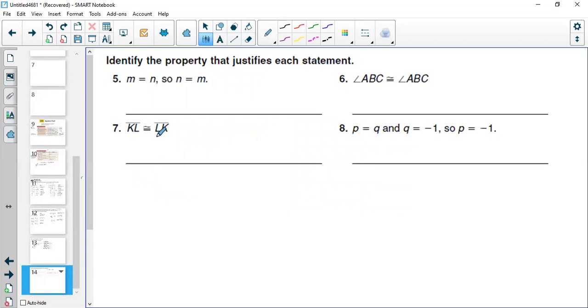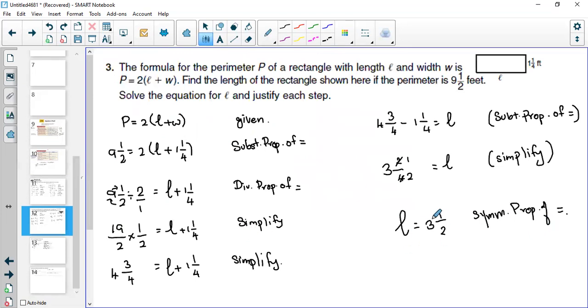This is an easy one. Identify the property that justifies each statement. So they want you to write the properties. M equals N, so N equals M. Just now we did this. What's this called? This is called the symmetric property of equality, because if x equals 2, 2 equals x. Just now I think we did here, see, symmetric property.